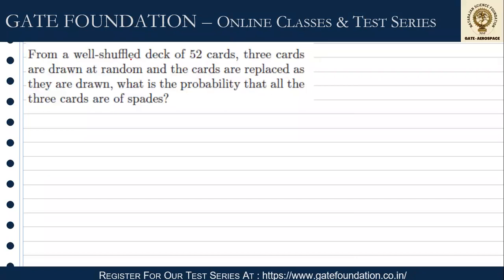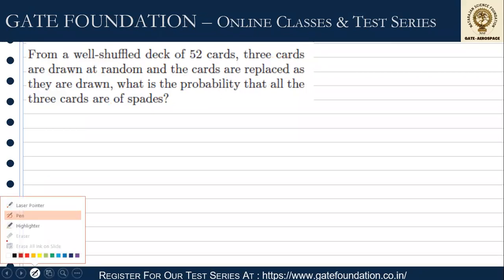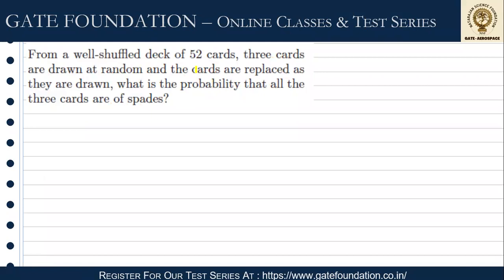From a well shuffled deck of 52 cards, 3 cards are drawn at random, and the cards are replaced as they are drawn. What is the probability that all the 3 cards are of spades? तो क्वेश्चन बहुत सिंपल है, there is one sentence that I want to highlight and underline that is important for you. ऐसा बोला गया था cards are replaced. जो भी कार्ड हम उठाएंगे, the card that we are going to withdraw will be replaced. ठीक है, so this changes the solution of the question. Try to find out the solution, then we will discuss how to solve this.